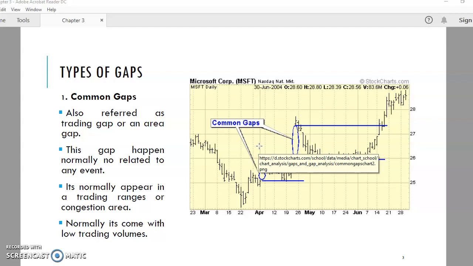If everything complements each other or agrees with each other, then we can take the opportunity to trade. However, if the gap happens or appears but is not supported by any news, not supported by any psychological condition, then those gaps may be only a temporary action. Okay, so we need to be careful with that.